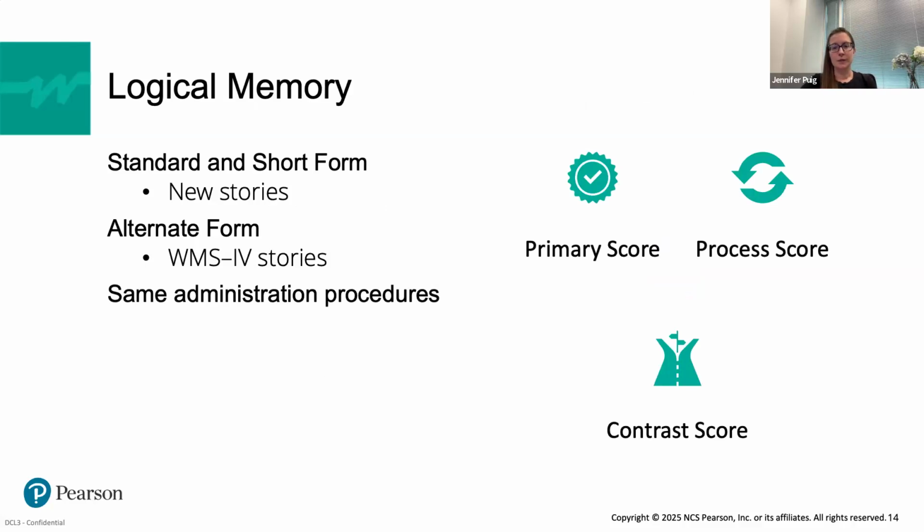The logical memory subtest is included on all forms of the WMS 5 and is a measure of auditory memory for narrative information. All versions of this subtest include an immediate recall, a delayed recall, and a delayed recognition condition. The content of the logical memory subtest was updated for the standard and short forms. So that means 3 new stories.